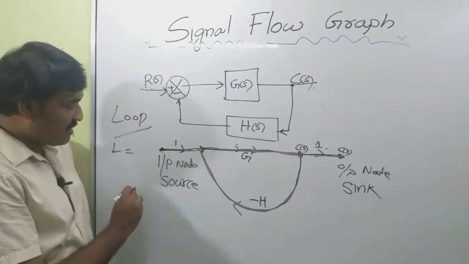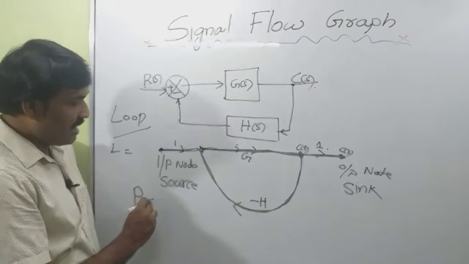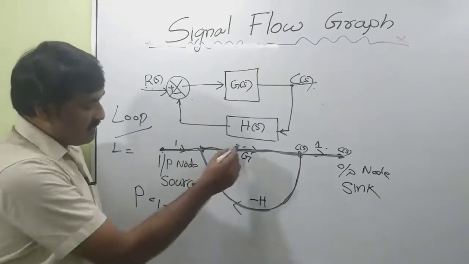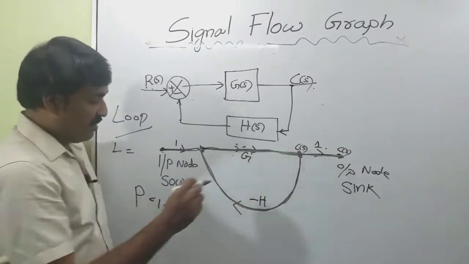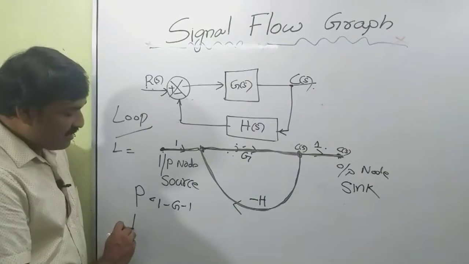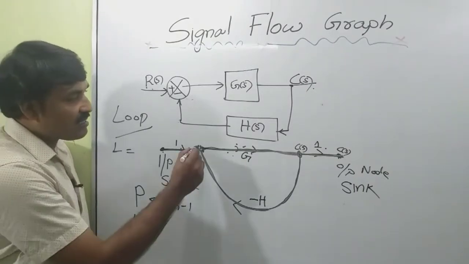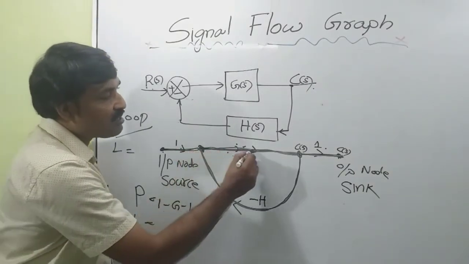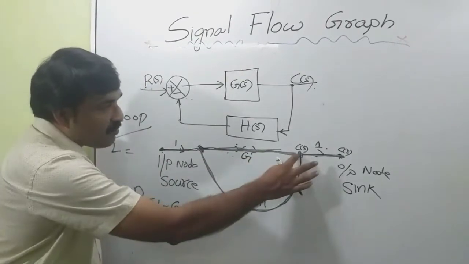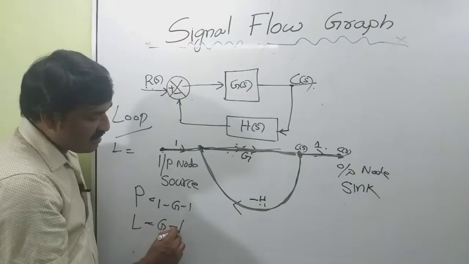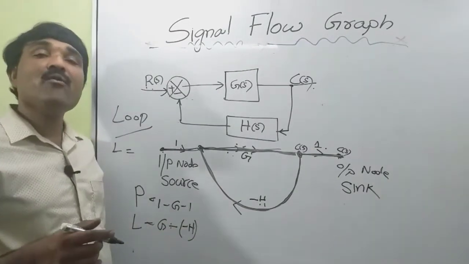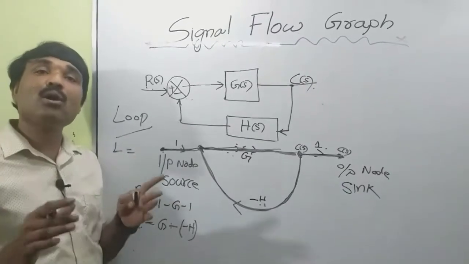The forward path is indicated by the notation P, and the branches are this one, then this G, and this one. This is a forward path. Now my loop is denoted by L. It starts from this node and moves through this branch, so the gain of this path G, and moving along this branch G dash minus H. This is my loop.